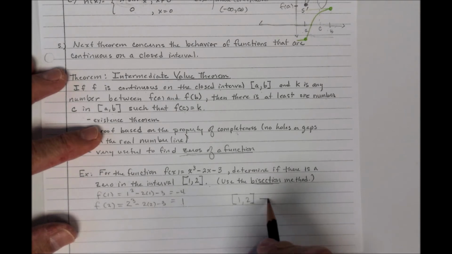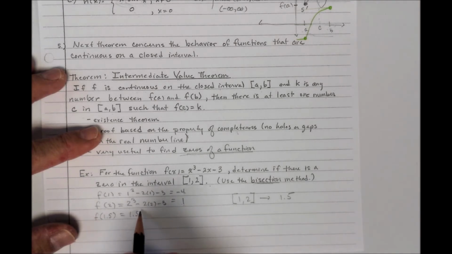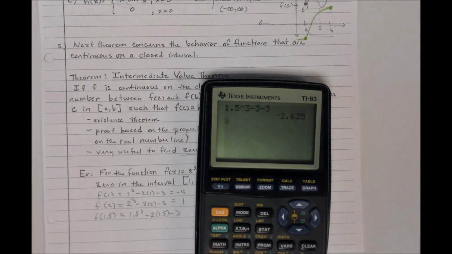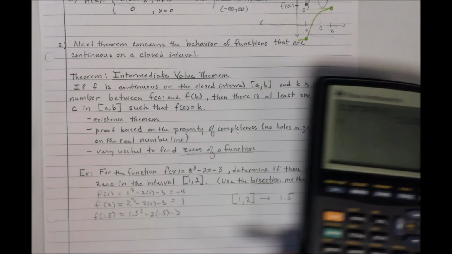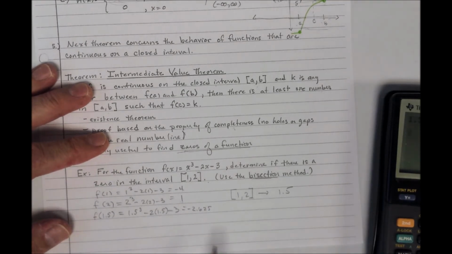Right? I take the midpoint, 1.5. I plug in 1.5. So this would be 1.5 to the third power minus 2 times 1.5 minus 3. So let me grab Mr. Calculator here. And 1.5 to the third power minus 2 times 1.5 is 3 minus 3. It's a negative number, negative 2.625. Well, that tells me now that since at 2 it's positive, at 1.5 it's negative, it's got to be between 2 and 1.5.